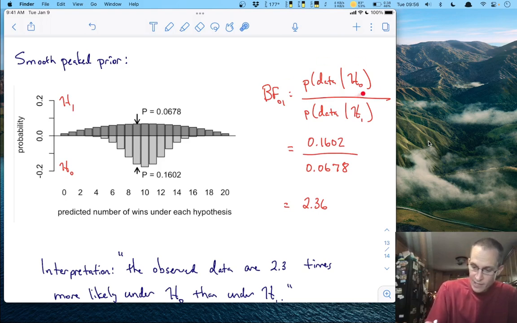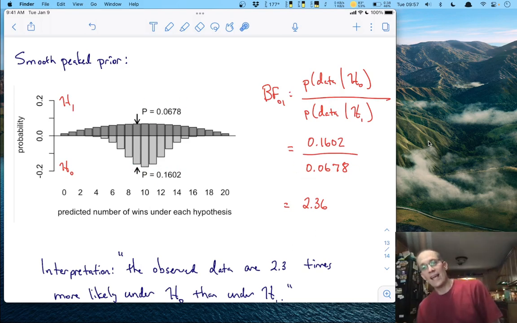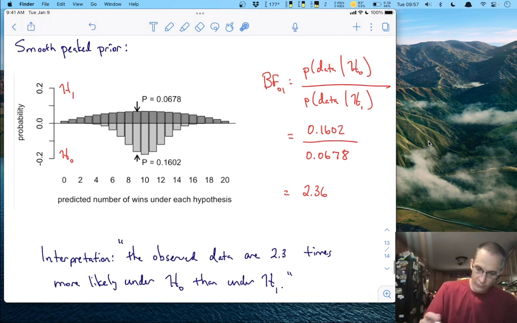The probability of the data under H0 is 0.1602. The probability of the data under H1 is 0.0678. Divide those two, you get a Bayes factor of 2.36, which we would interpret as the observed data are 2.36 times more likely under H0 than under H1.